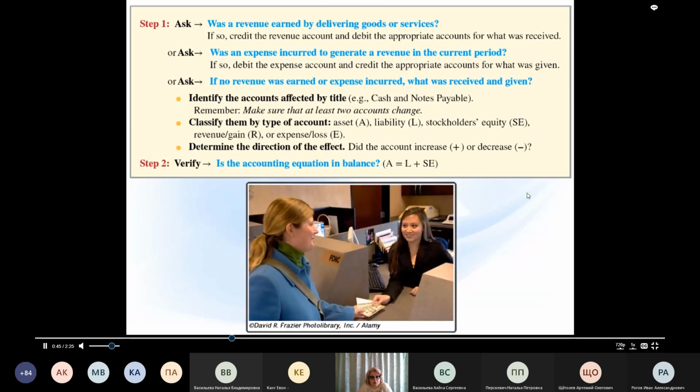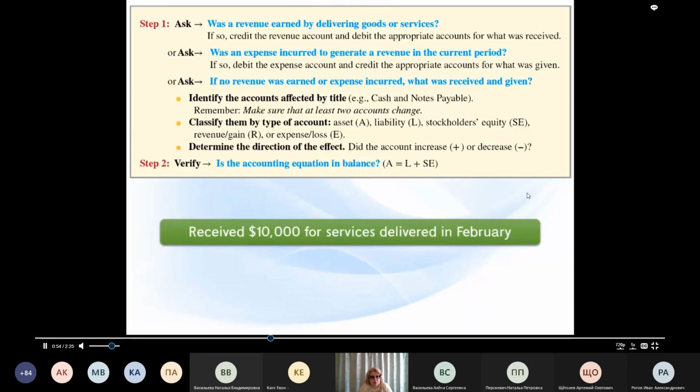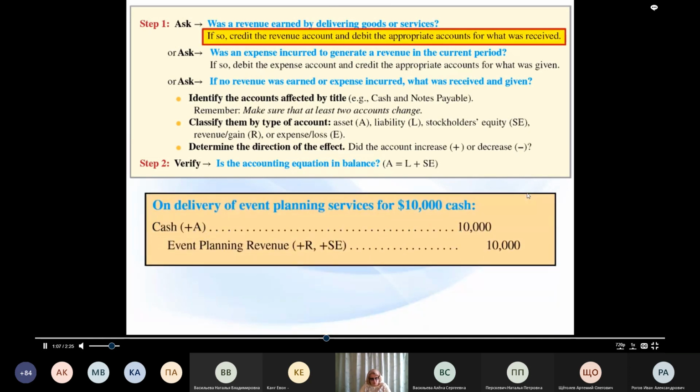Now, let's assume that Deanna's company delivers event planning services for other customers during February and receives cash payments totaling $10,000. Again, let's start by asking whether or not a revenue was earned by delivering goods or services, or an expense was incurred to generate revenue in the current period. This time, the answer is yes, a revenue was earned. The entry includes a debit to cash to increase that asset account, and a credit to event planning revenue to increase that revenue account.